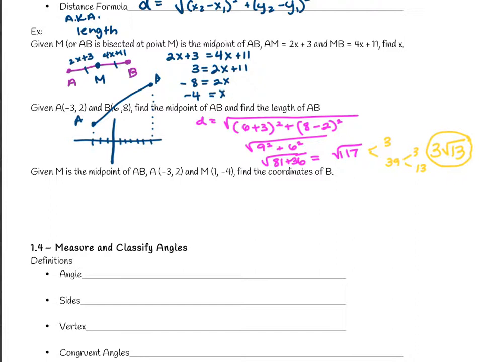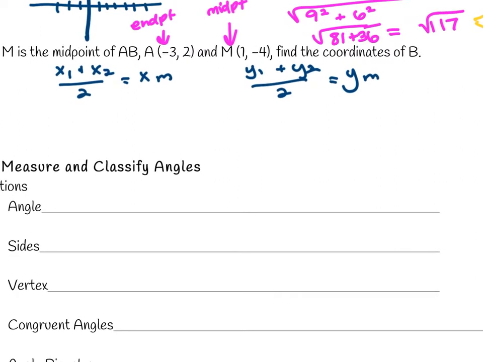Okay, this is where a lot of you went south on the quiz, the midpoint, right? It says M is the midpoint of AB, A is negative 3, 2, and M is 1, negative 4. So this is an endpoint. This is a midpoint. So you've got to separate them out. I would say x1 plus x2 over 2 equals the x of my midpoint. y1 plus y2 over 2 equals the y of my midpoint.